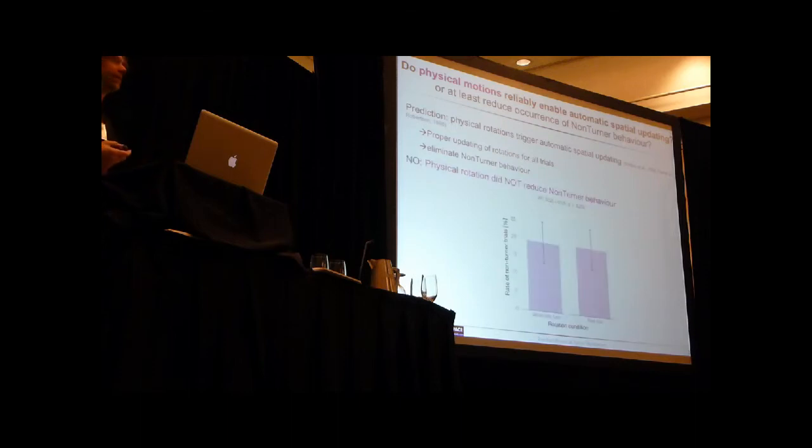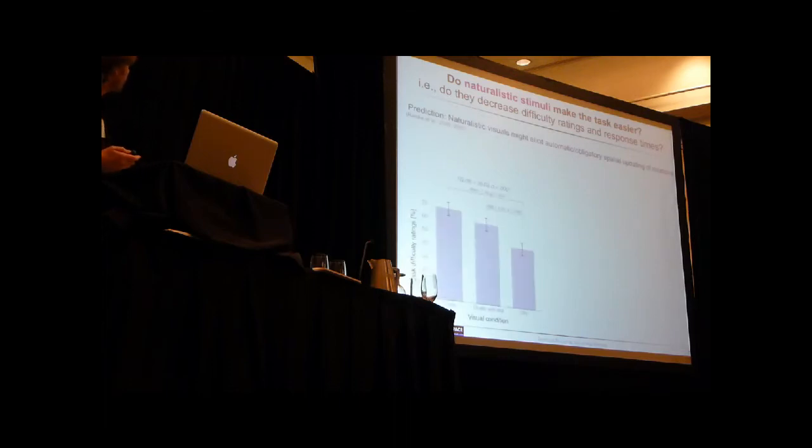Well, would they at least somehow reduce the non-turner rate, so the failure to update rotations? And again, according to the literature, it should, because physical motions are supposed to trigger automatic spatial updating. So you should have an update for all trials, and this should ultimately eliminate all non-turner behavior. Again, we didn't find any of that. So physical rotation did not reduce the non-turner behavior. We really checked everything because we couldn't believe it ourselves.